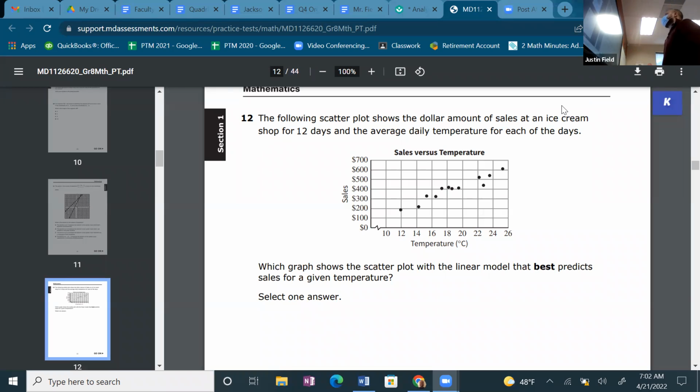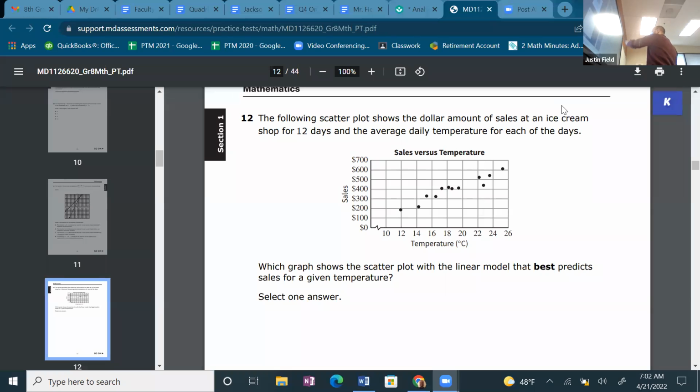Let's read it. The following scatter plot, okay, so we don't have to know what a scatter plot is, but it's right there. But what is a scatter plot? It is a graph of data. Instead of just everything lining up in a straight line, sometimes data doesn't do that. So we get what's called a scatter plot. But you can see that it does kind of have a line pattern. Like it starts down low and then it goes up. It's increasing, very good.